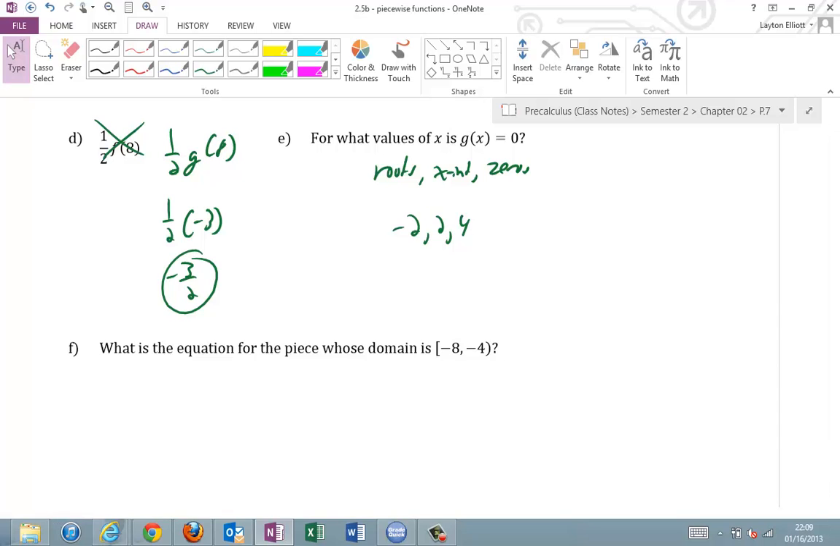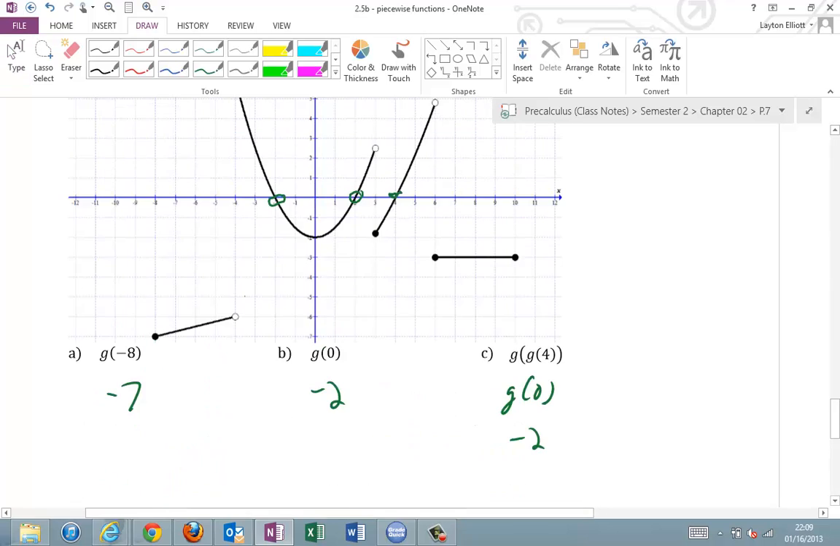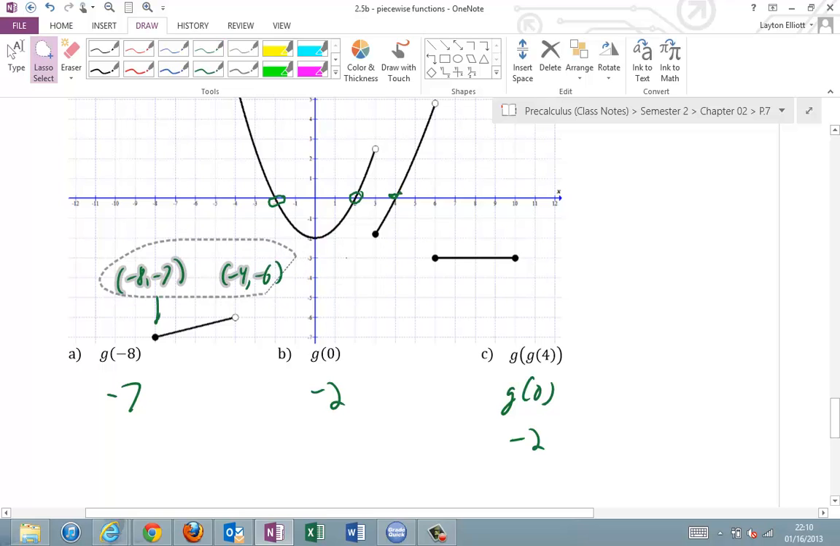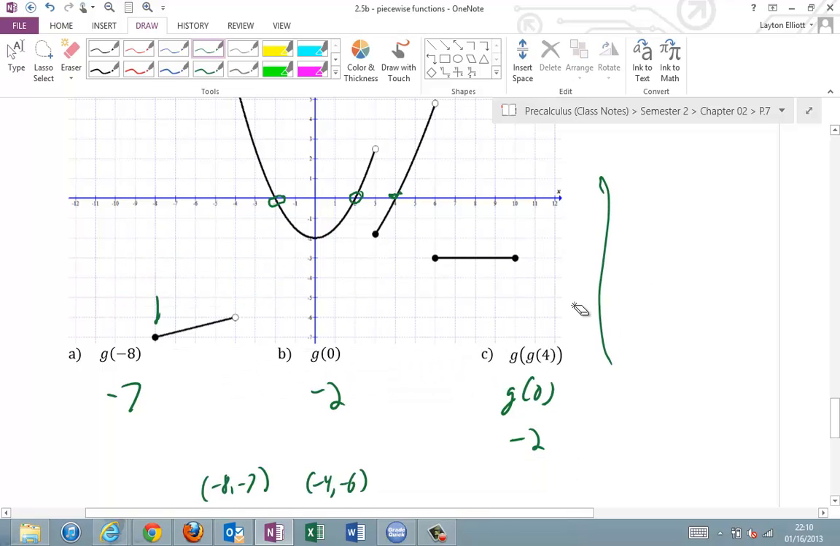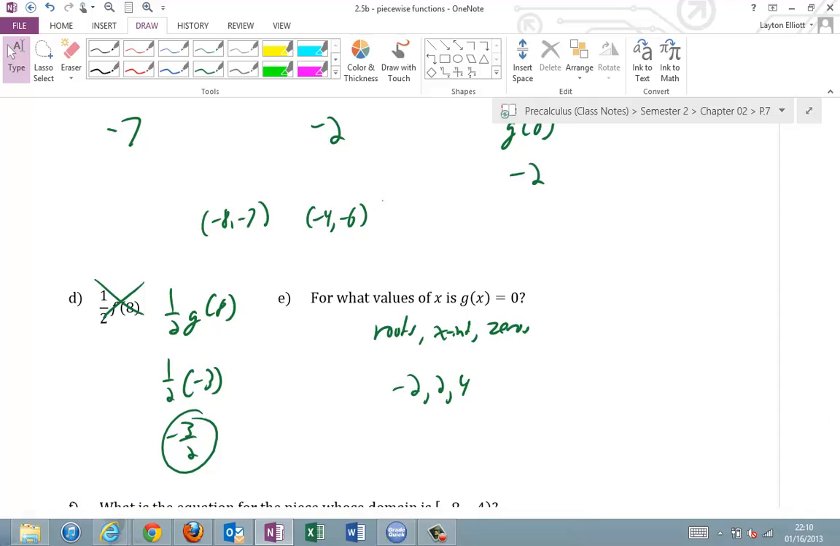And then what is the equation for the piece whose domain is negative 8 to negative 4? Negative 8 to negative 4, that is this piece. 2 points determine a line. This is the ordered pair, negative 8, negative 7, and this is the ordered pair, negative 4, negative 6. So if I want to take these 2 points that I can see from that line, come right back down here. Sorry, I'm trying to move these down here quickly.